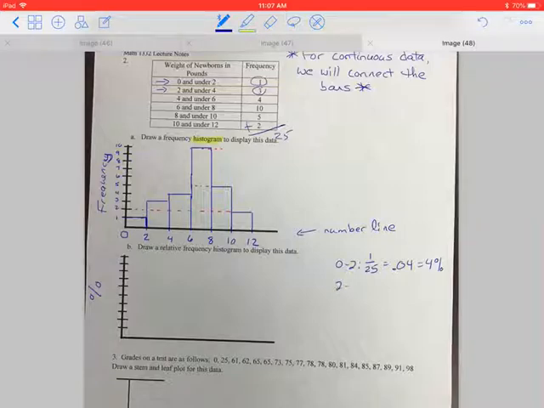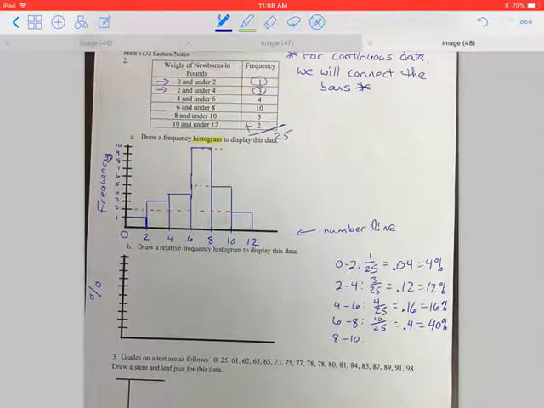So I move up to the next category, 2 to under 4. That's 3 out of 25. That comes out 0.12 or 12%. Then the 4 to under 6 category, that's 4 over 25. That comes out 0.16 or 16%. Then the 6 to under 8, that's our biggest category. That's the most popular, 10 out of 25. That comes out 0.4, which is going to be 40%.